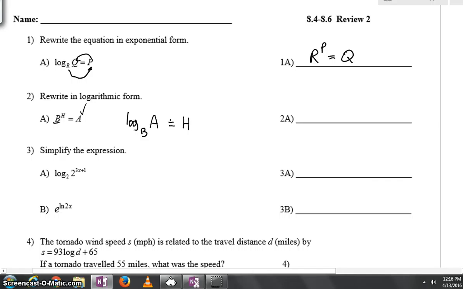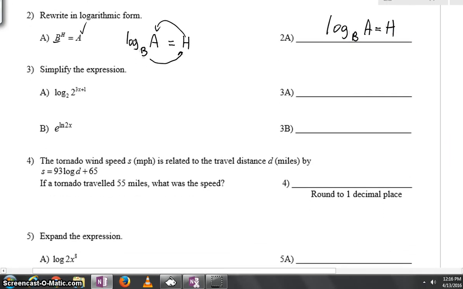Now, of course, sometimes kids get a little nervous and they might wonder, hey, is this really correct? You can do a log circle to check and make sure that you've done this correctly. This would become b raised to the h power is equal to a. So we have log base b of a is equal to h.